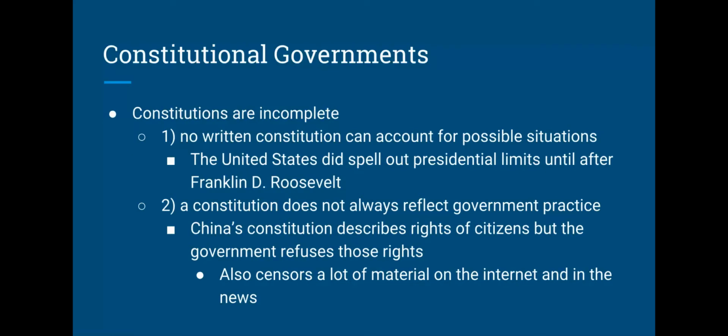So this is where the idea that government must follow the Constitution for it to be a constitutional government comes in. Because we can look at China, whose constitution describes the rights of citizens, but the government often refuses those rights. If you look at the internet and the news, it's often censored to reflect the views of the central government.